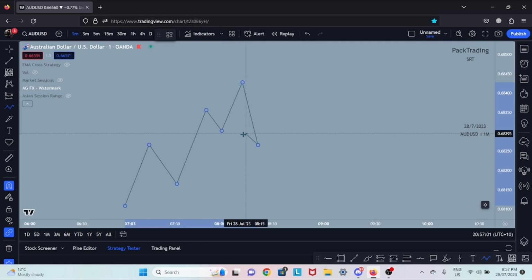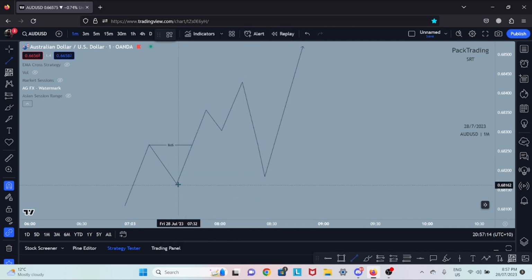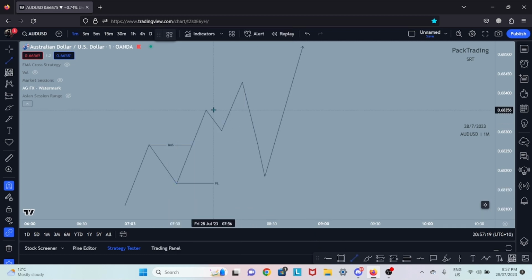We just ignore this. Then price taps into our zone, and then it's a higher probability setup for price to continue up. So we mark it out, basic breaker structure. This is our protected low, and this is the BBOS, the baited breaker structure.